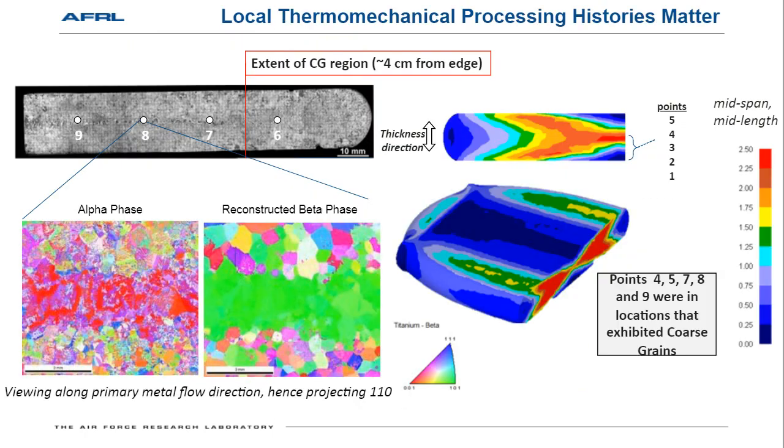So this is to say that local thermomechanical processing histories matter, and so when you see the tongs cooling a certain part of a workpiece, that's going to change the microstructure in that workpiece, and we want to be able to understand and model that in each step of the process in order to reduce the incidence of anomalous defects as well as improve the quality of these specialty materials.